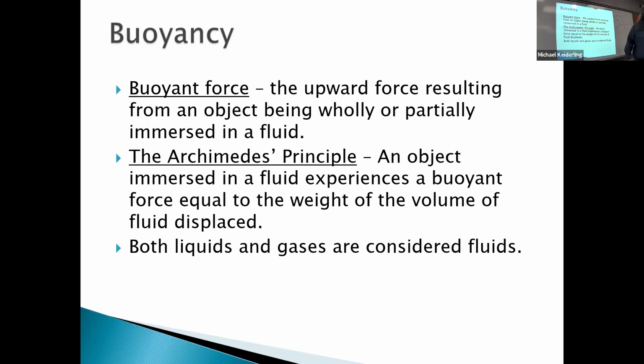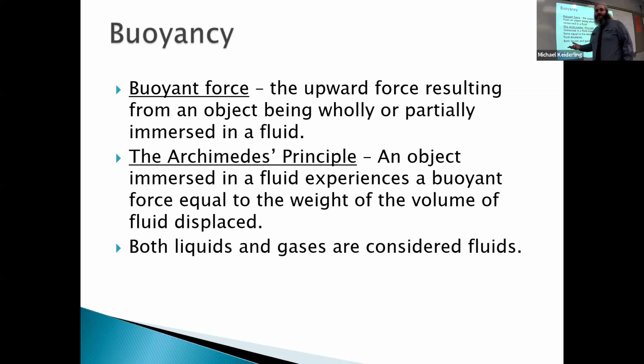So the buoyant force, anything you put in water displaces some water. So if I stick this mass in the water, it pushes some of the water out of the way. It turns out you get an upward force equal to the amount of fluid you push out of the way.